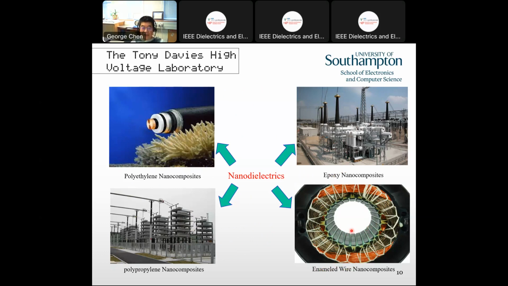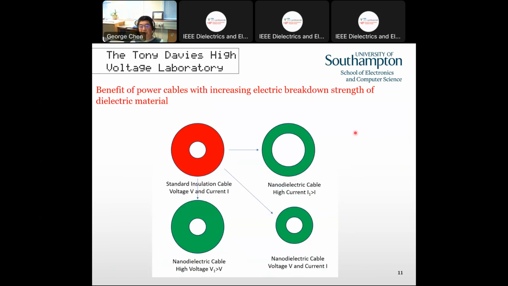And again, I use another example, the cable, to give you a straightforward benefit when we have an increased dielectric breakdown strength. Assume we have an increased dielectric breakdown strength of the nanocomposite material. Consider a standard insulated cable with a voltage V carrying a current I. If we can improve this material using nano-dielectrics by increasing its dielectric breakdown strength, then for the same size of cable, because the material is now stronger, we can apply a higher voltage. That means overall it can transport much higher power through the same size of cable.